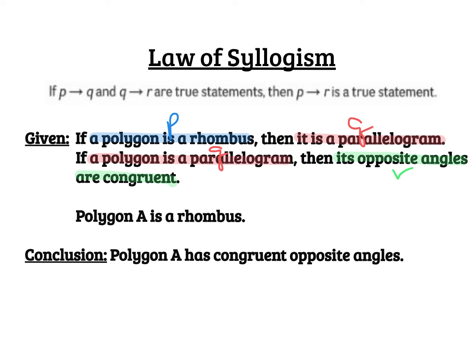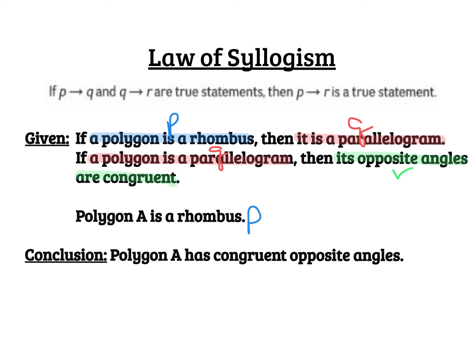Here I'm given below, polygon A is a rhombus. That right there is which of these letters, right? We have P, we have Q, and we have R. If you look at it, polygon A is a rhombus is the letter P. So I'm going to classify this as P. Can I conclude that the polygon has congruent opposite angles? Can I conclude this from this statement?